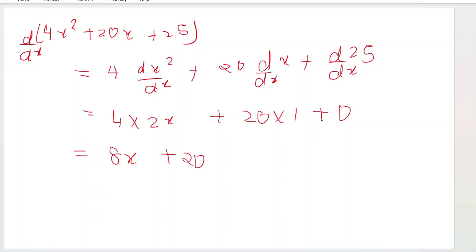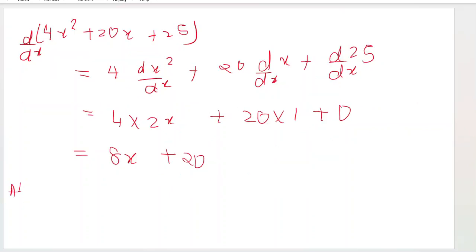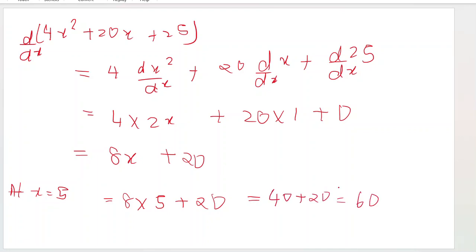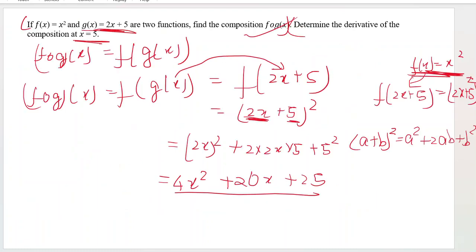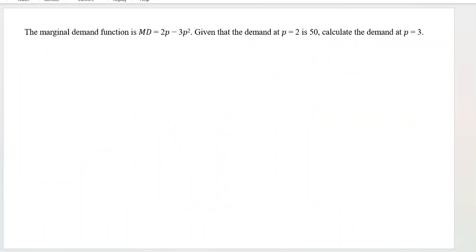So this is the answer, but we have to also find the derivative at x is equal to 5. So what we do is, at x is equal to 5, we just replace x by 5, and we get 8 5s are 40, 40 plus 20 is 60. This solves the problem. So the second part about finding the derivative is a pretty easy task. Only the first part was slightly tricky, and this solves the problem. Now, we move to the next part.